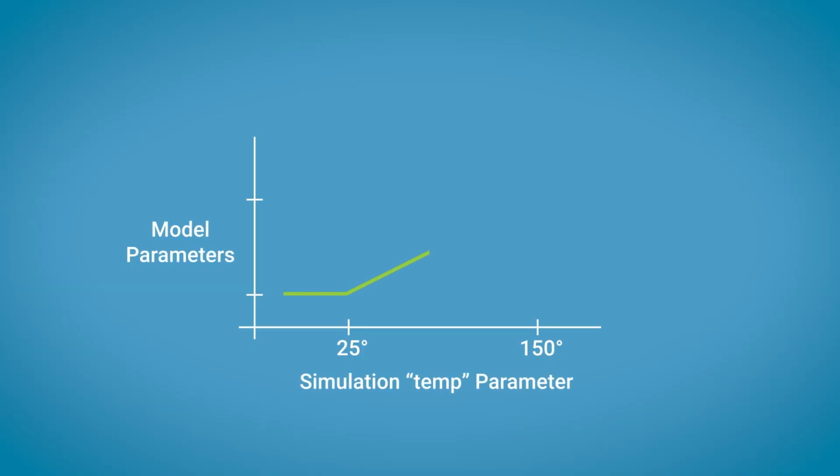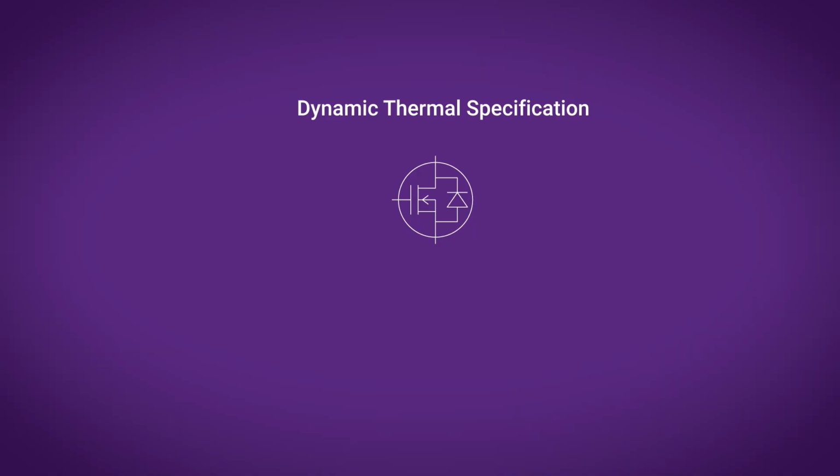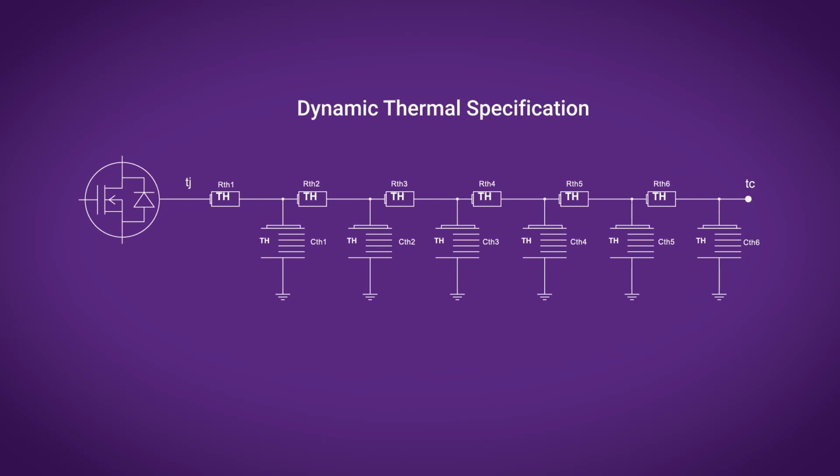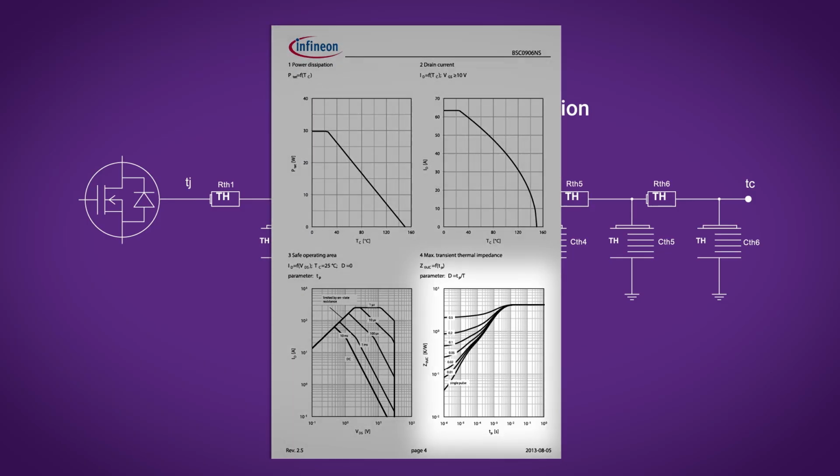If the junction temperature is set somewhere between 25 and 150 degrees, the model is linearly interpolated. This is called static thermal specification because there is no self-heating of the device. Dynamic thermal specification accounts for self-heating. This is done by specifying the thermal impedance between the device junction and ambient temperature. If the thermal impedance is available from the datasheet, the characterization tool can generate a thermal network for the model.